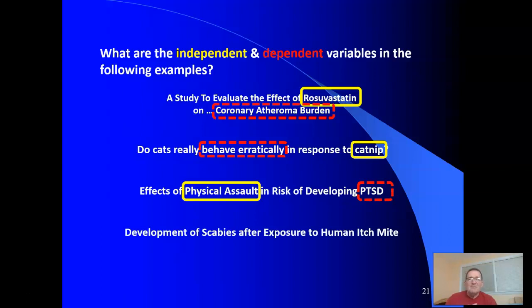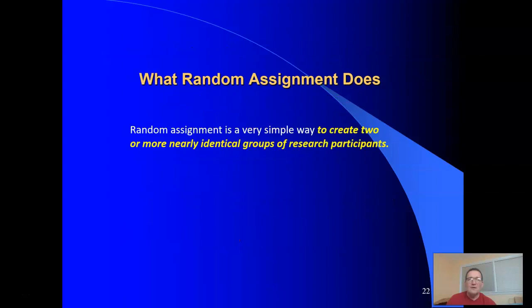The development of scabies, I'm getting itchy just thinking about it, after exposure to the human itch mite. I hope it's pretty clear that the itch mite and the bites of the itch mite are the independent variable, and getting this gross thing called scabies. My sister Melanie had that once. It was really gross. That's the dependent variable. So I've circled that one in red. Okay, that's a primer. Hope that's review for you.